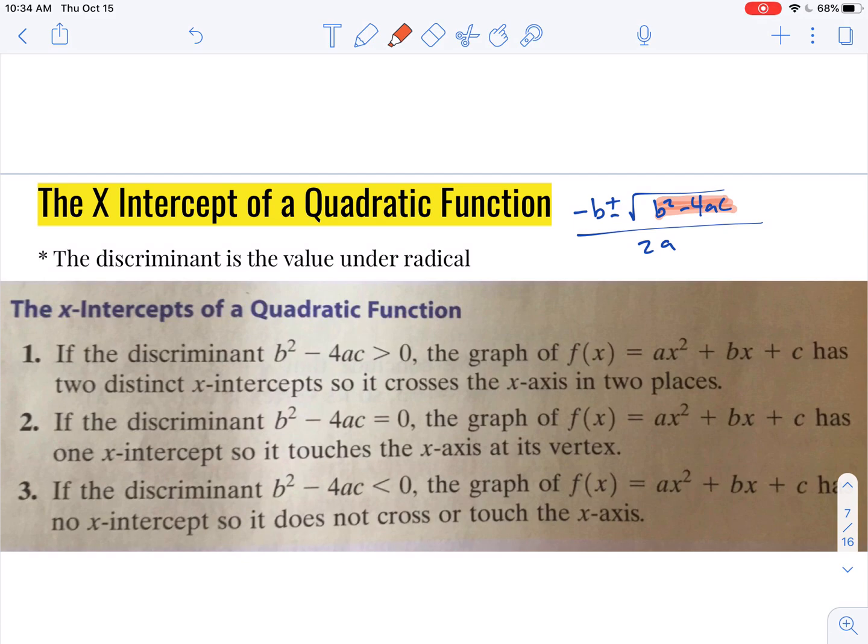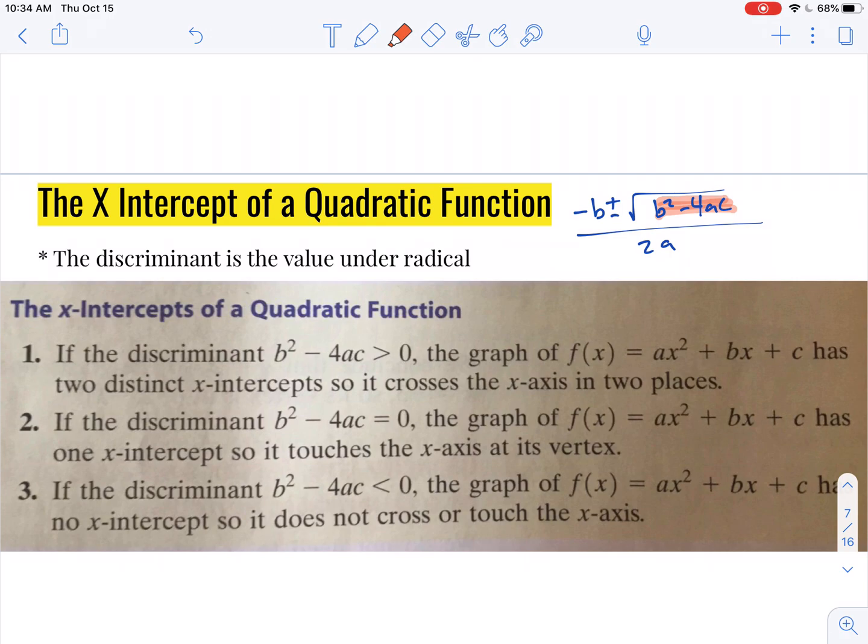If that discriminant, if b squared minus 4ac is equal to 0, that means the square root of 0 is 0. You only have one x-intercept, and in this case, it's also going to be the vertex. So if you only have one x-intercept for a quadratic, that x-intercept also is the vertex. If we think about that axis of symmetry and how every point is going to have a mirror image except for that vertex value, that makes sense.